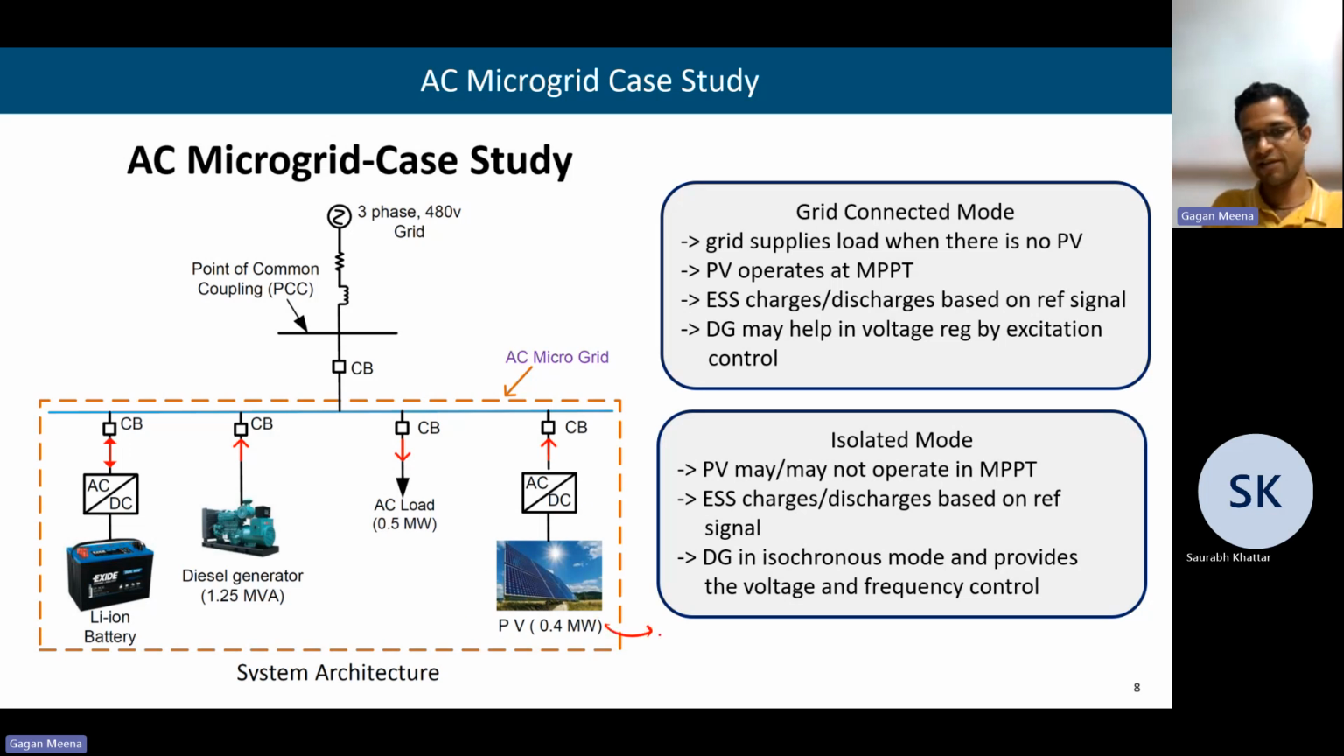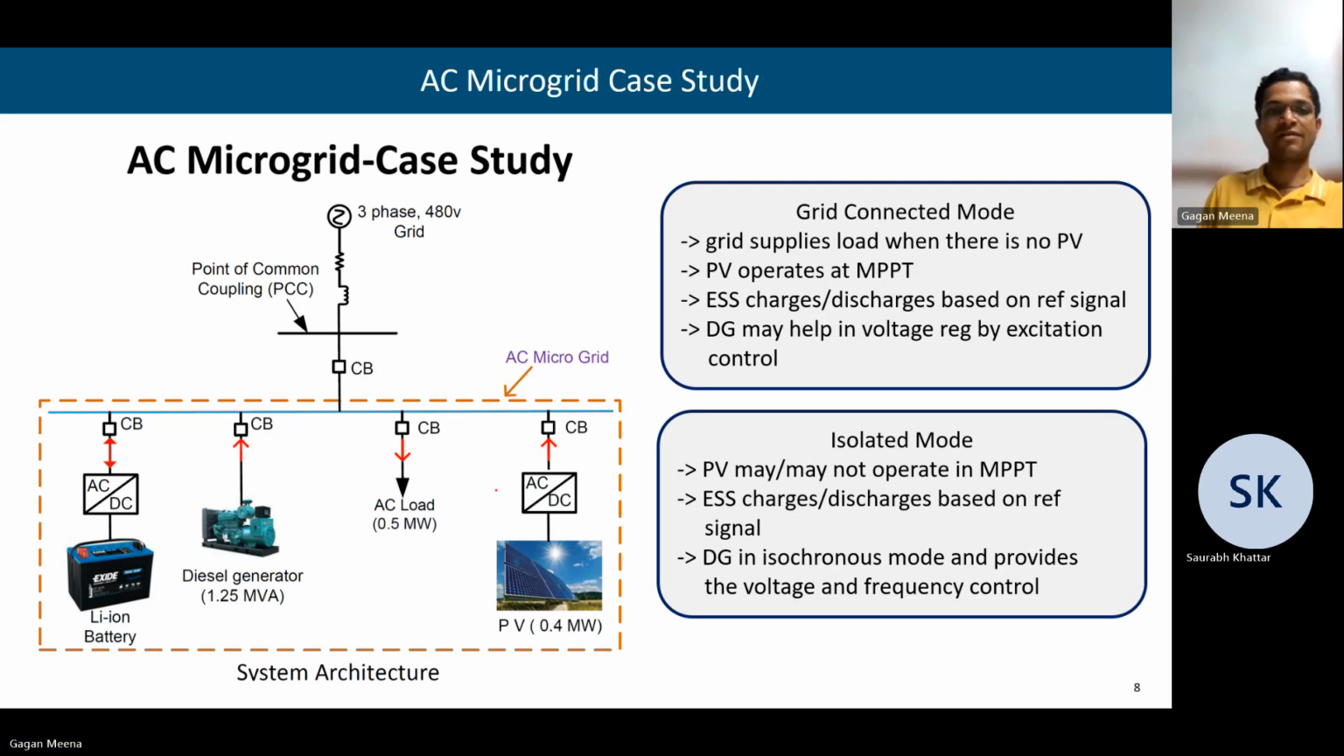This will be available only at 1000 watt per meter square, and this is not always there. This is only for maybe an hour or so, maybe a few minutes. But the rest of the time, the insolation will be even lesser, and the output of PV will be less than 0.4 megawatt or 400 kilowatt. In that case, we need the diesel generator, or if it is grid connected, then we can supply the load from the grid itself.